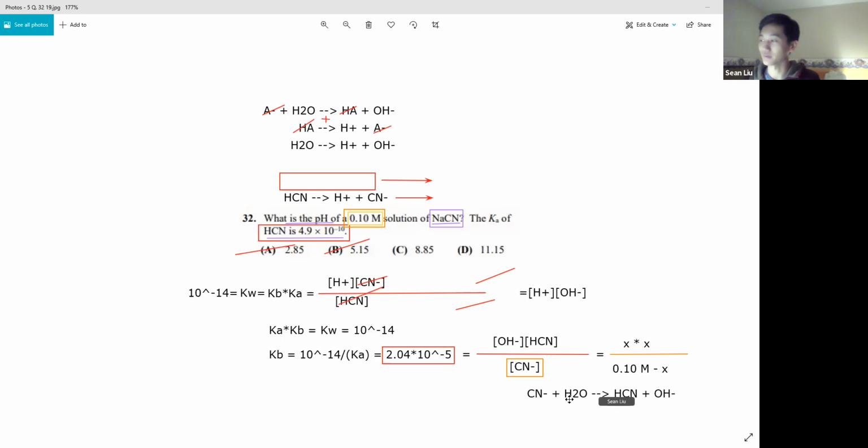That means that we can now put a variable x to this. If you lose x CN minus through reaction, you gain x and gain x here, right? So basically our final CN minus concentration will be 0.10 molar, but losing by x, some amount. By losing that amount through reaction, we then gain our products. We gain x amount of OH minus and x amount of HCN. So far, so good? Are you guys with me? Make sense? Any questions?